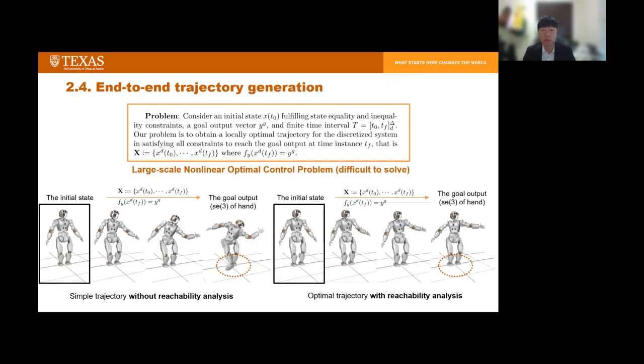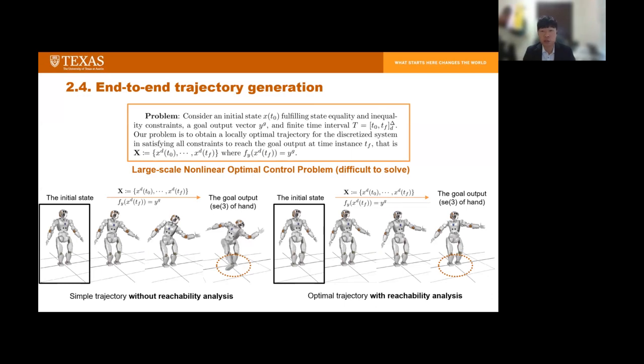Now we formulate an end-to-end trajectory generation problem for the humanoid robot. More specifically, the problem is to find the feasible state and input trajectory to reach a final goal when only the initial state and desired goal output are given. Of course, complex constraints should be satisfied while generating the motions. This is a really large-scale nonlinear optimal control problem, and it is very challenging to solve for a robot with multiple contacts. So we propose a novel method to solve this end-to-end trajectory generation problem very efficiently.